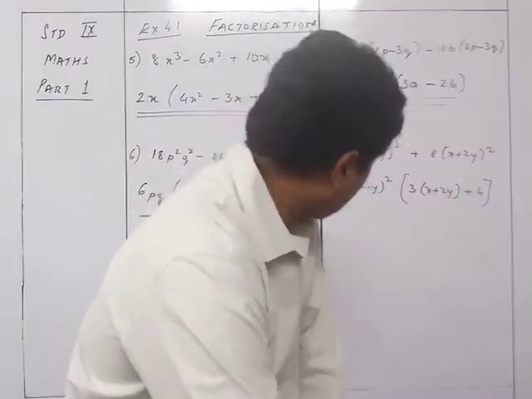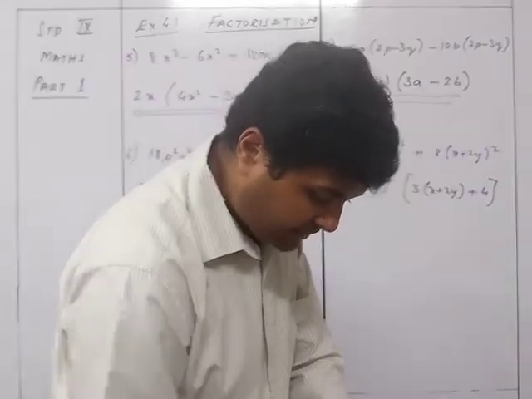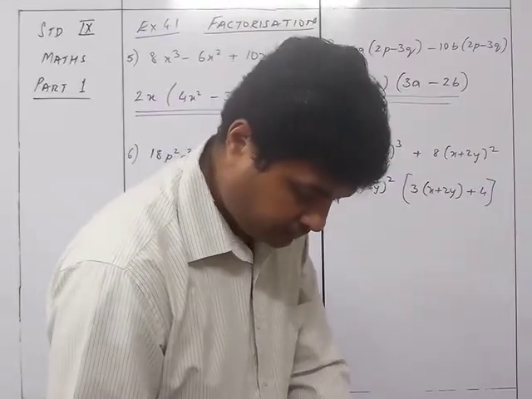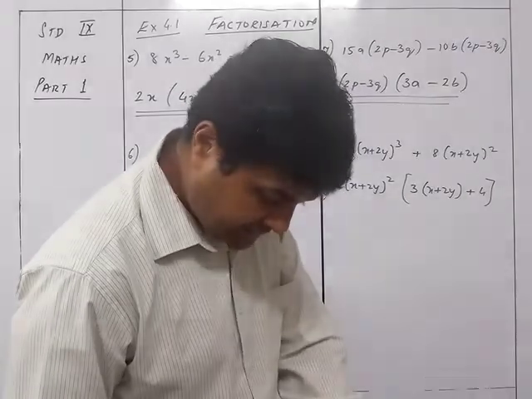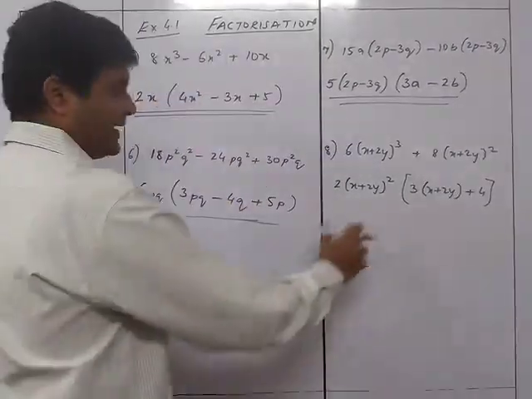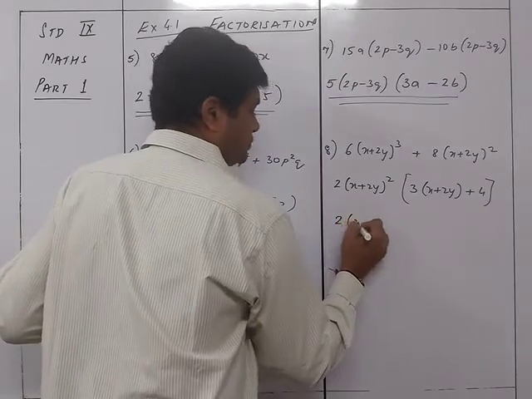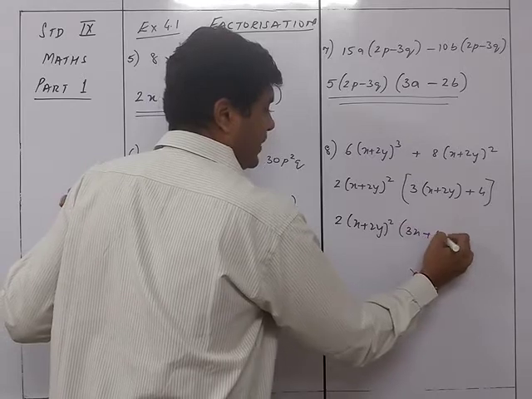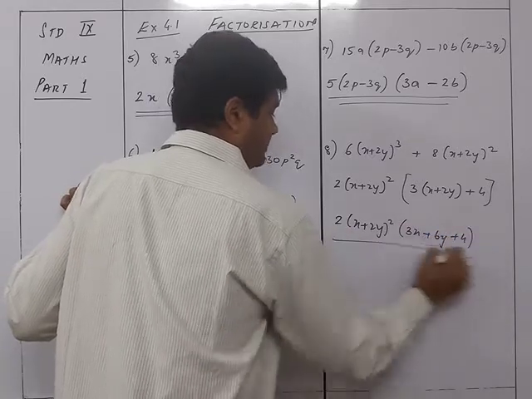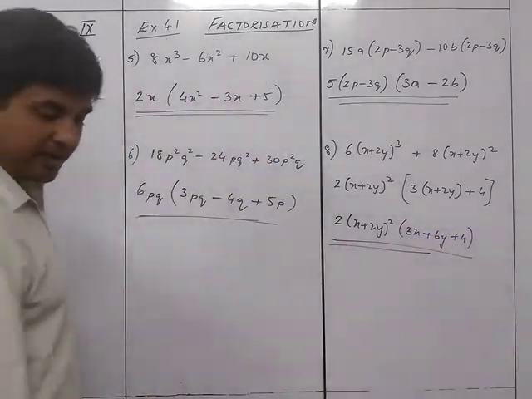Now I'll just check whether they open the brackets over here or not. This was sum number 8. Yeah, so you need to open the brackets over here. So it will be 2(x plus 2y) the whole square, (3x plus 6y plus 4). So that's the answer for question number 8.